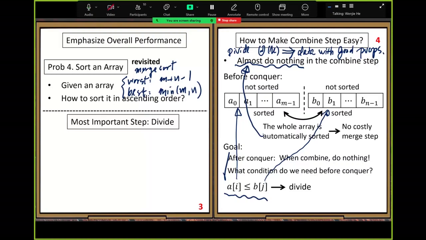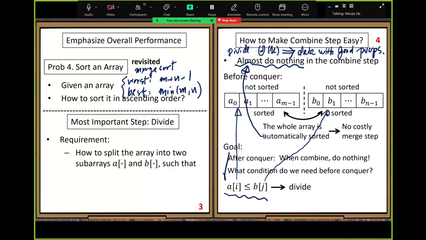So the most important step in quicksort is the divide step. The requirement of this divide step: how to split the array into two subarrays, an A subarray and a B subarray, such that the value of any element in the A subarray is less than or equal to the value of any element in the B subarray.